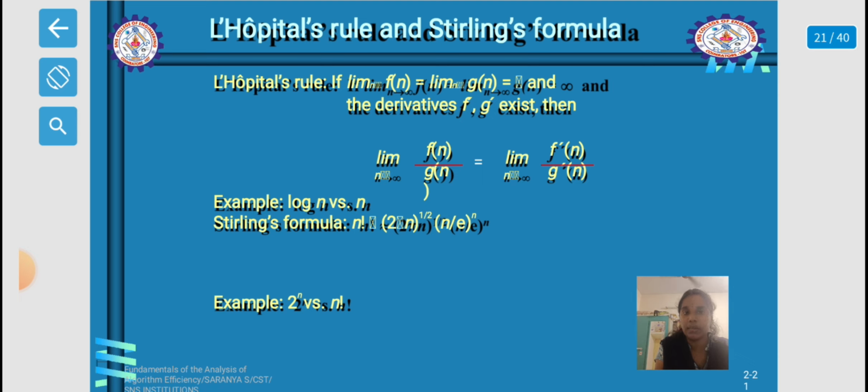For example, log n versus square root of n. Stirling's formula: n factorial is approximately square root of 2 pi n into n divided by e, whole power n. For example, 2 power n versus n factorial.